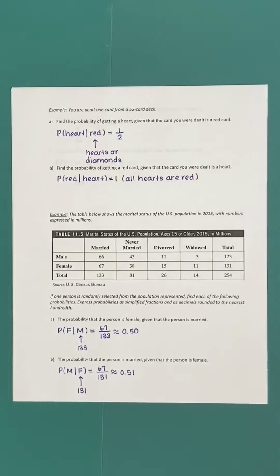Okay, let's look at a couple more examples. So you're dealt 1 card from a 52 card deck. Find the probability of getting a heart given that the card you were dealt is a red card. So in other words, assuming that we already drew a red card, what's the probability that we got a heart?